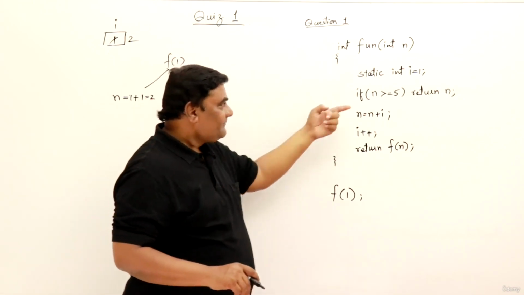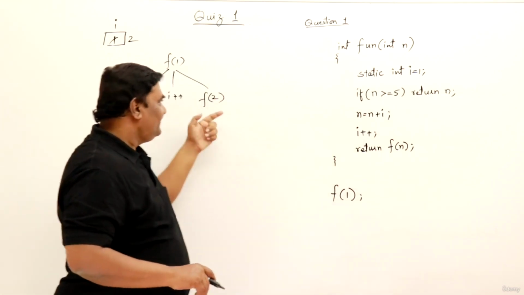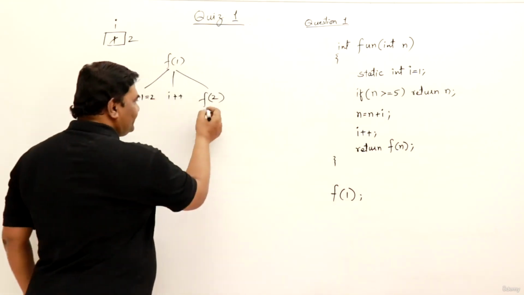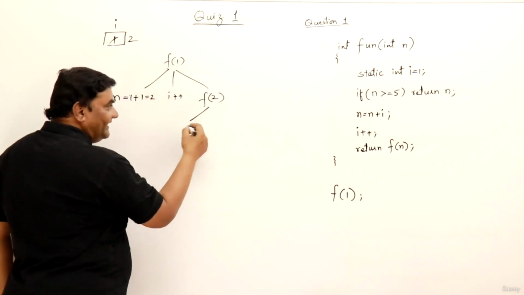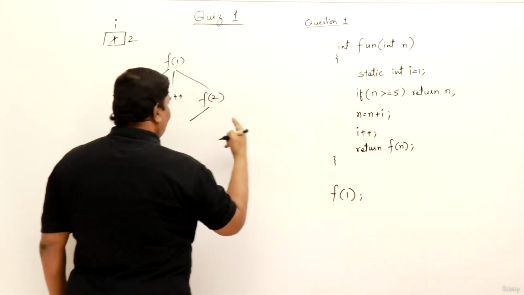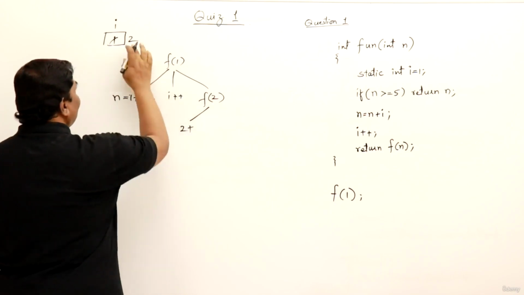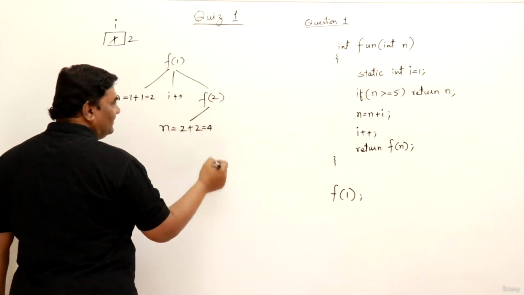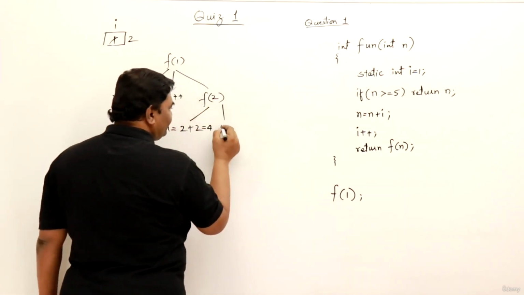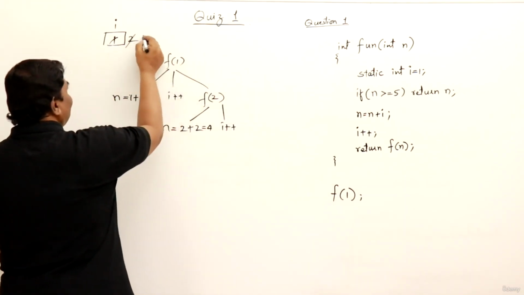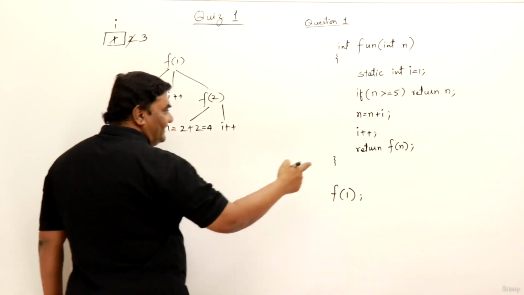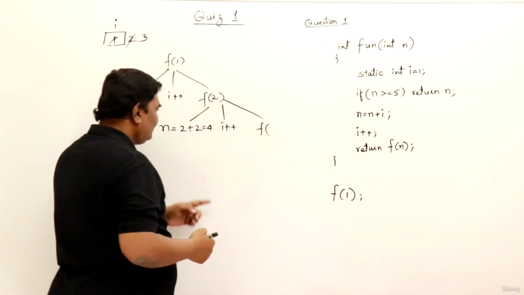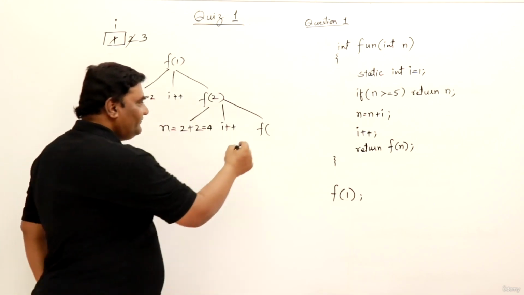Then, is n greater than or equal to 5? No. Then these 3 steps. The first step: n assign n plus I. What is n? 2. What is I? 2. So n is now 4. The next step is I plus plus, so I'll make this 3. Then next, call itself again for f of n. What is n right now? 4.